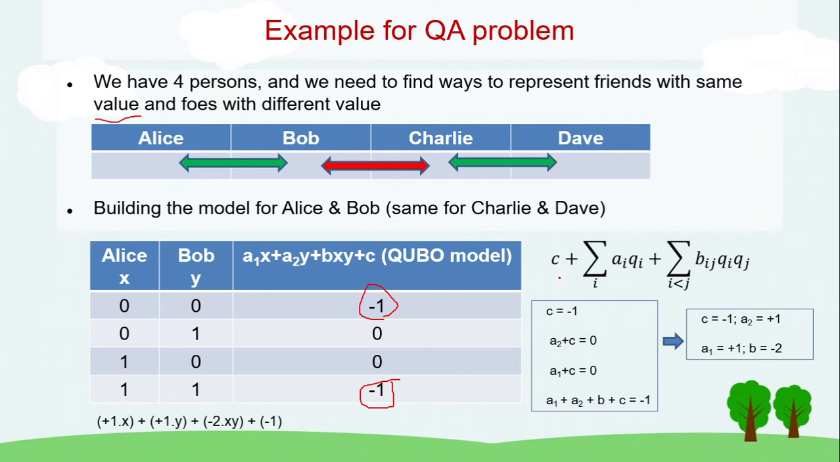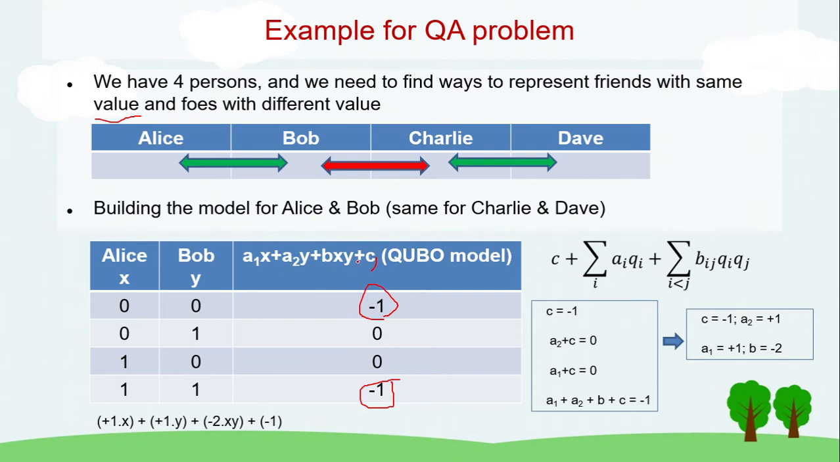And now this is the value of the QUBO model. The QUBO model is given by this equation. So we have a constant C, that's what is given here, C plus the linear terms. We have two qubits, so A1x, A2y, and we have one quadratic term, that is BXY. The advantage of this approach is we will not go to the higher order terms, we will always go with the second order terms. Since there is only one B, we have put B instead of B1, B2 like that.